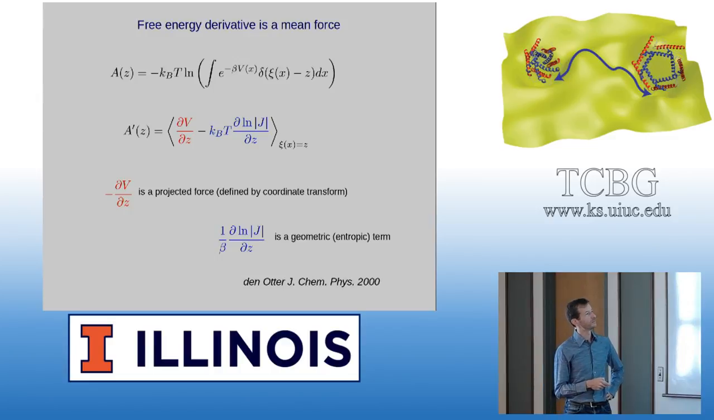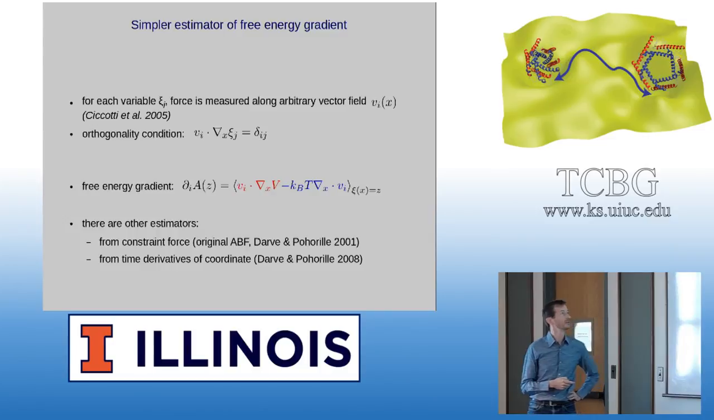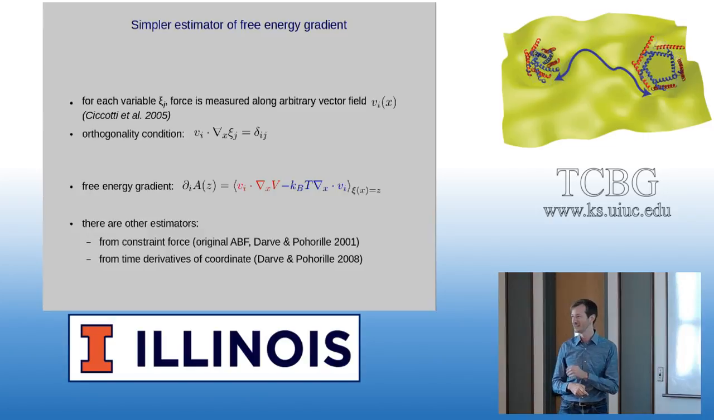So once you do all of this, you can do ABF. The problem is, because this is a lot of work, there's a simpler formalism. But maybe this is not very important. So who wants to hear about the second way to compute the free energy gradient? Raise your hands. Okay, one, two, okay, enough that I will not skip it. Sorry for the others.